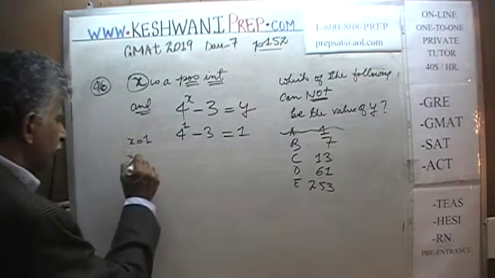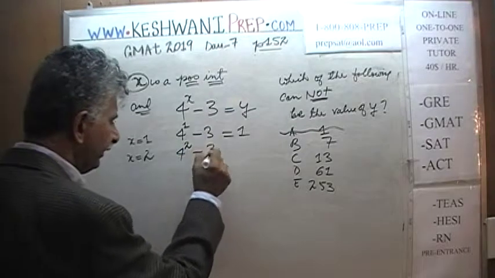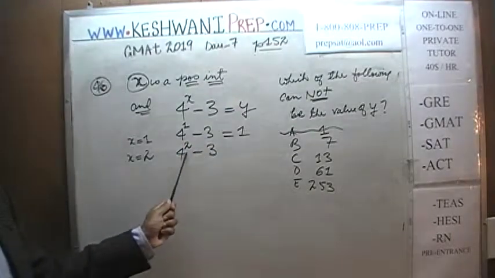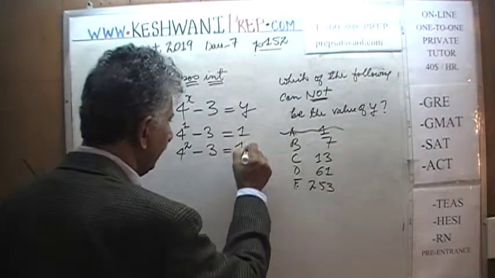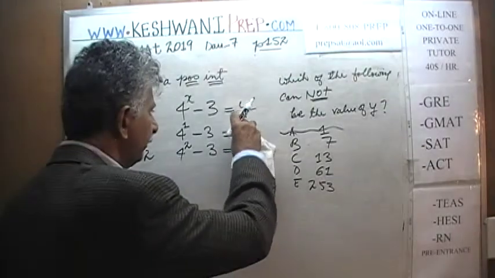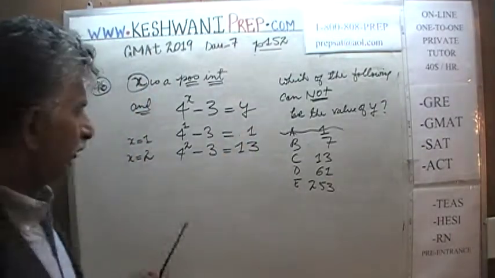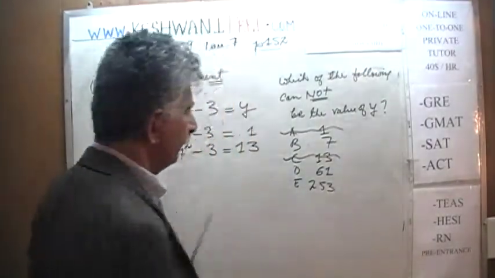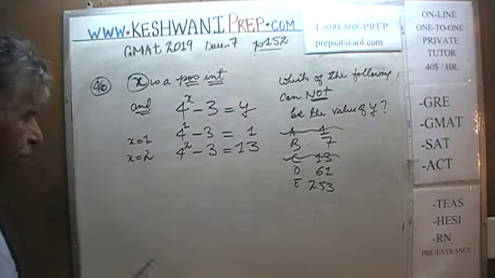Let's make x equal to 2. If x is equal to 2, 4 raised to 2 minus 3. 4 raised to 2 is 16. 16 minus 3 would be 13, which means it is also possible for y to be 13. I need to move this one, otherwise it's not going to line up with the unit digit. So y can also be 13. We skip that one. I wonder what the answer is going to be. Let's move on, shall we?